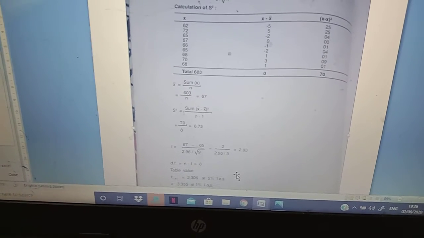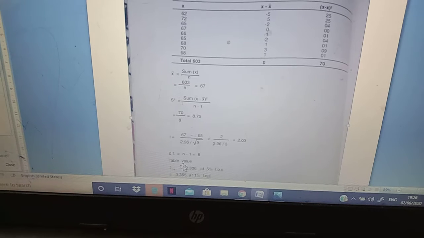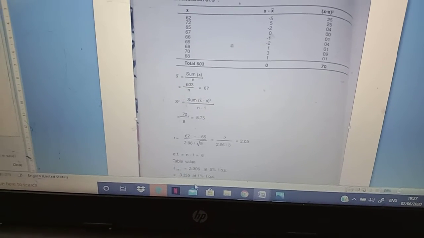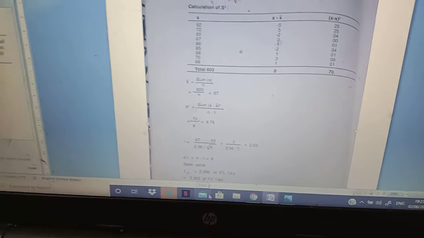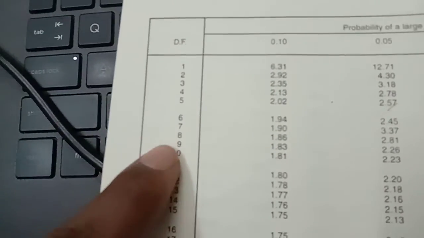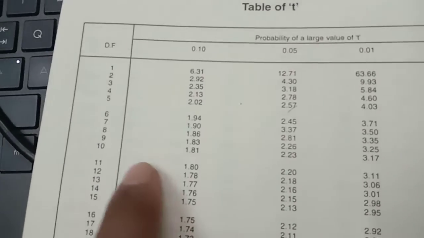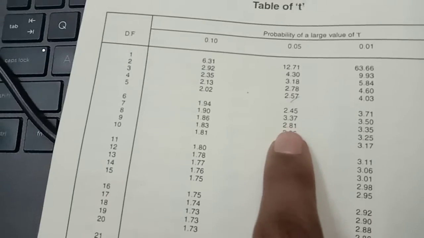Now for rejecting or accepting, you need to match this value with the observed value, or one can say the table value. So how to find the table value? The number of samples is 9, so the degree of freedom will be n minus 1, which is 8, and you find the value depending on which level, 5% or 1%. At 5% level, at degree of freedom 8, the table value of t is 2.81.